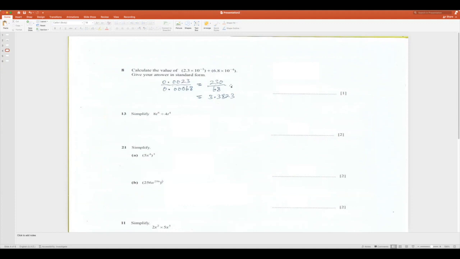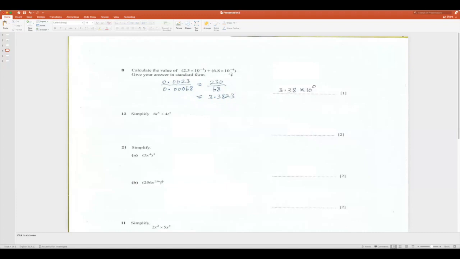Yeah, we can use the calculator to get the answer. So this is 3.3823. So now the decimal point is here. That means after the non-zero value, almost there. So no change. So it is 10 to the power 0. This is multiplied by 1. We can do other way also.